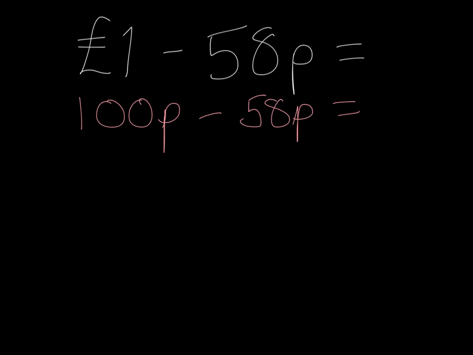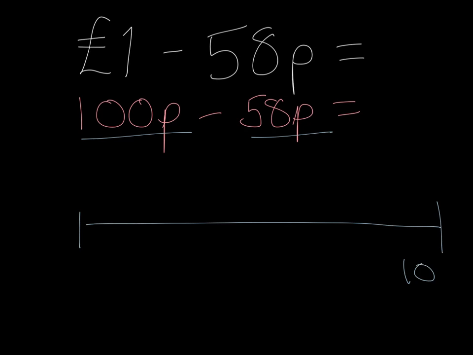So step 3 of your steps to success is that you can draw a number line and you can put the biggest number at the end of your line. So out of 100 pence and 58 pence, the biggest number is 100. The reason that goes at the end of the number line is because we are doing a subtraction, so we need to subtract backwards and take jumps backwards from that number.